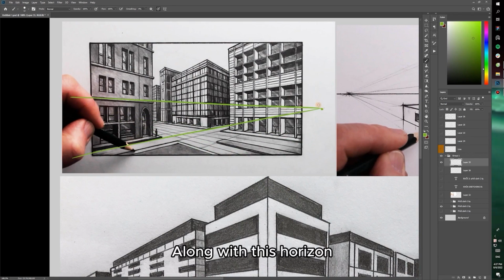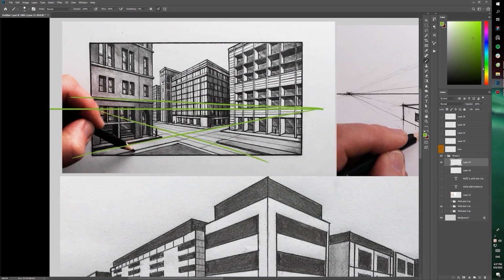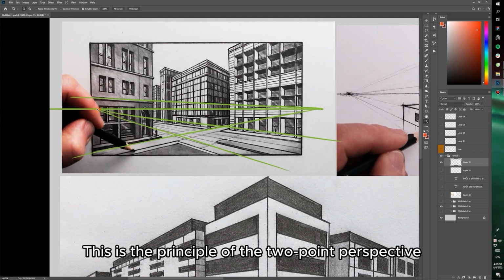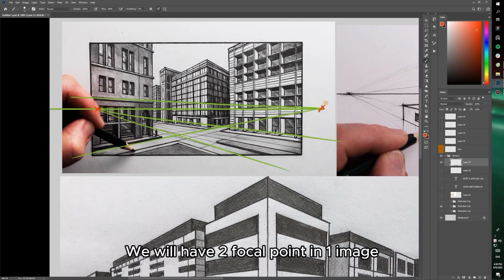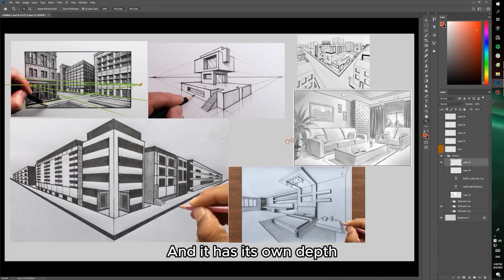Along with this horizon, you draw the horizon after you had clearly defined the goal. It will be somewhere. The more accurate you guys are, the better you will determine this point. This is the principle of the 2-point perspective. We will have the focal point in one image. These 2 points are knit together, forms 2 lateral planes, and it has its own depth.